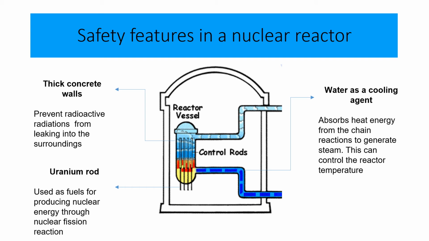Then, for safety features in a nuclear reactor, we have thick concrete walls. They prevent radioactive radiation from leaking into the surroundings. The second is water as a cooling agent, which absorbs heat energy from the chain reactions to generate steam. This can control the reactor temperature. And the last one is the uranium rod, used as fuel for producing nuclear energy through the nuclear fission reaction.